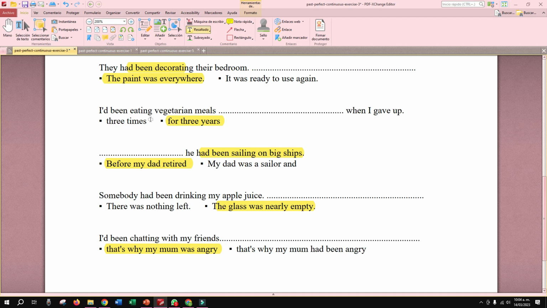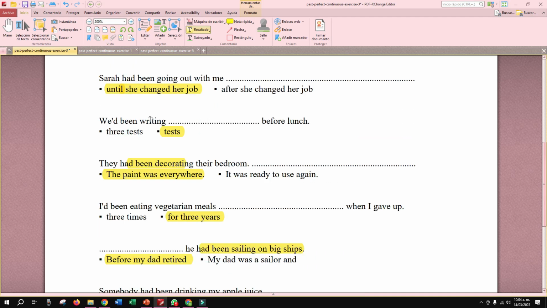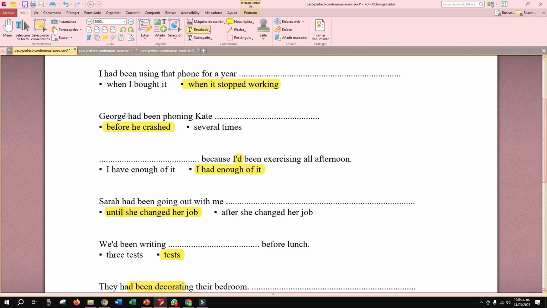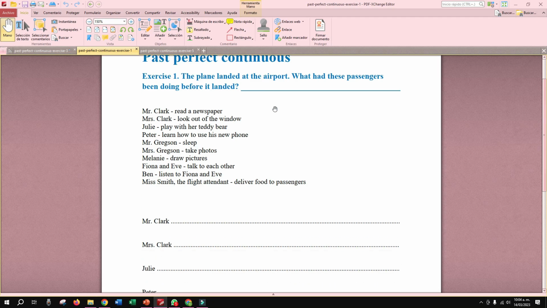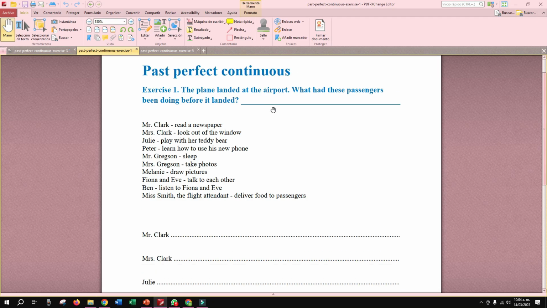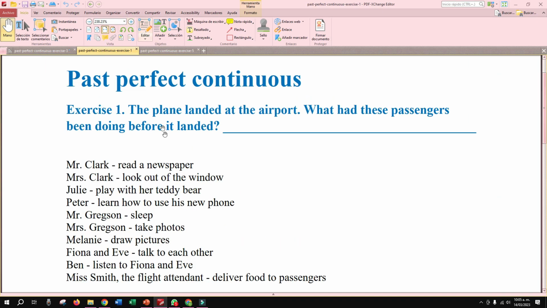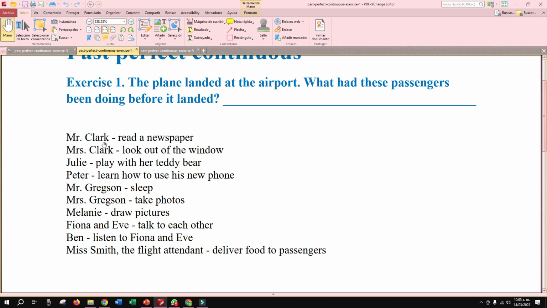Okay, so we're going to continue doing some exercise. But in this case, we're going to do it on the chat. It says, past perfect continuous. The plane landed at the airport. What had these passengers been doing before it landed? You have there many options or sentences.